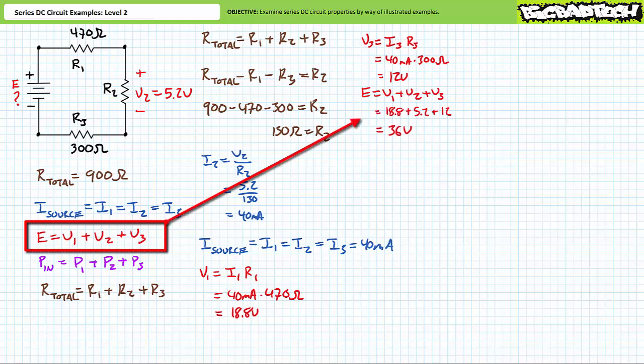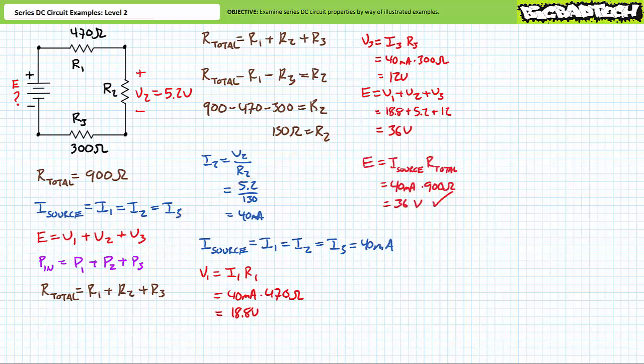Substituting in our calculated voltage drops into the Kirchhoff's voltage law equation demonstrates that the supply voltage must induce a 36 volt rise. As a means of checking our work, an application of Ohm's law solving for supply voltage demonstrates that source current times total resistance does indeed yield 36 volts. All we need to do now is use these known voltage and current figures to solve for power.